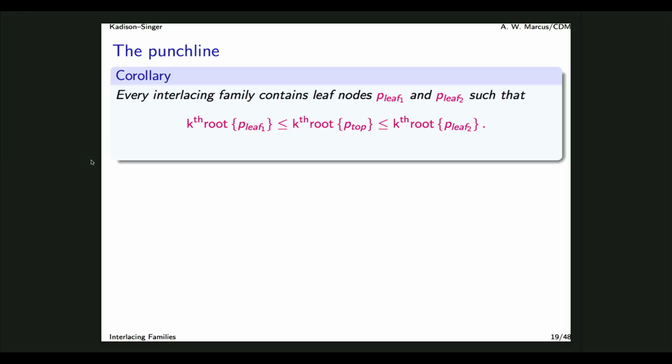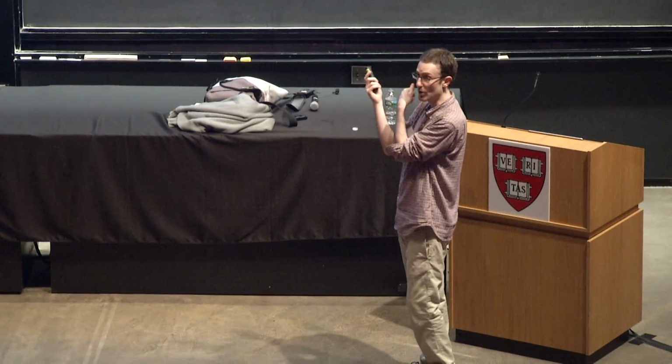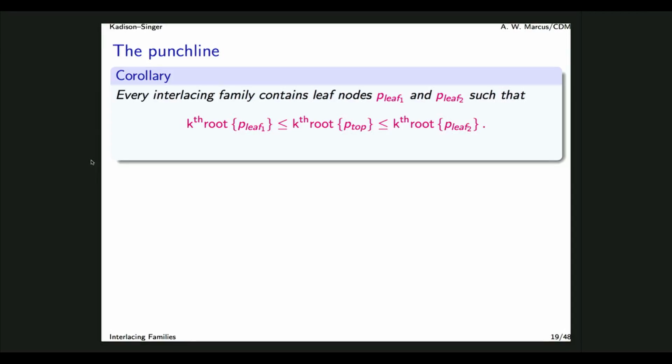And the punchline is that every interlacing family contains leaf nodes, p leaf 1 and p leaf 2, such that whatever root I'm interested in, the kth root, if I understand what's happening to the kth root of the top polynomial, I can always find a leaf that has a smaller kth root than the top polynomial. And I can always find another polynomial that has a larger kth root than the top polynomial.